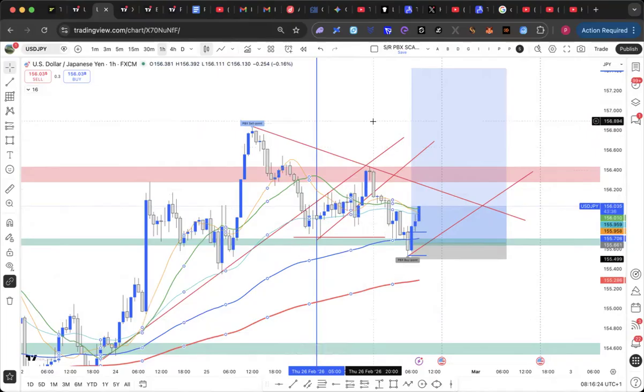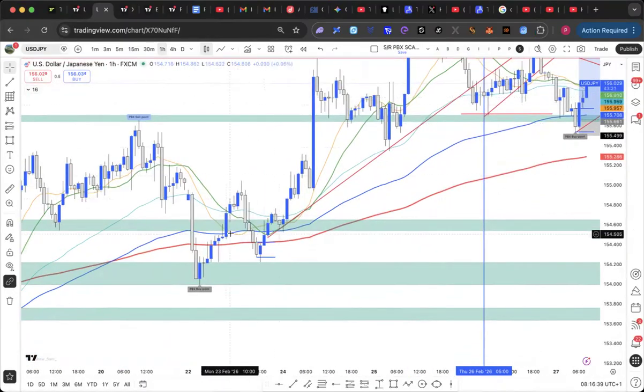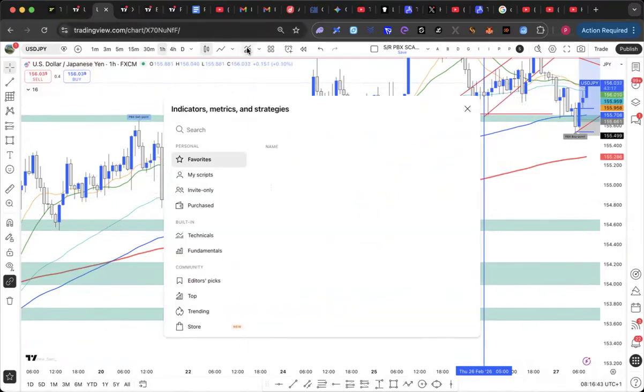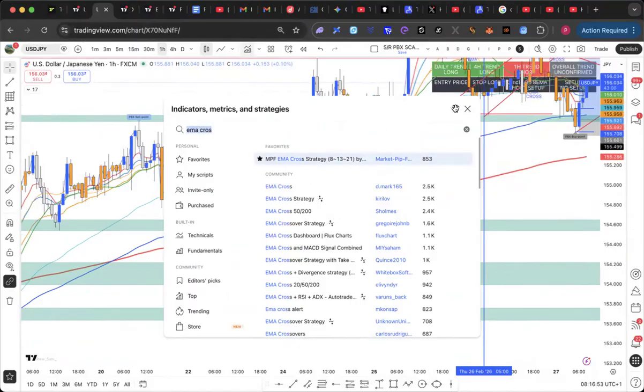So now, tell me, how do you want to trade in this condition? Which one are we following now? Tell me, which one are you now following? I'm supposed to use EMA cross. Yes, EMA cross. It's a big strategy. I'm supposed to use EMA cross. Yes, look at EMA cross.